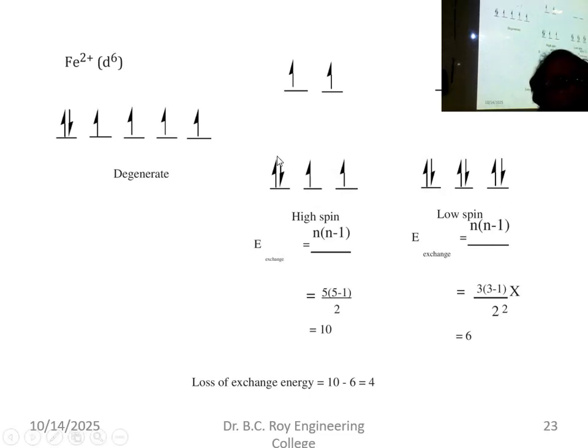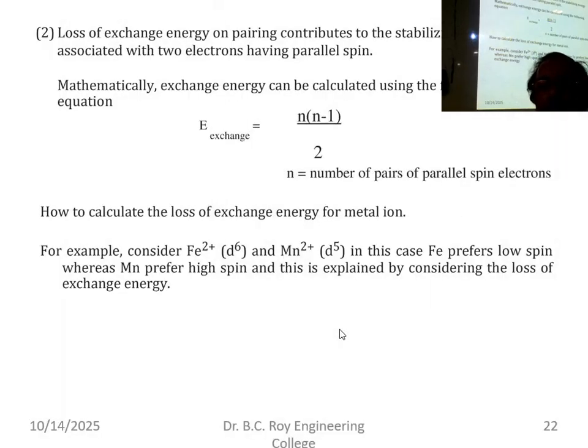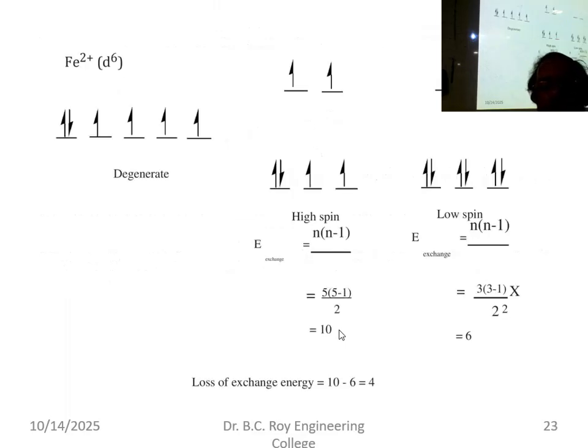Now here in total you have 6 electrons. Here you have 4 and 2, so that is high spin. So n into (n minus 1), that is 5 into (5 minus 1), divided by 2. What is n actually? Just see, the number of pairs of parallel spin electrons. And here it is 3. So the loss of exchange energy comes to 10 minus 6, that is 4.